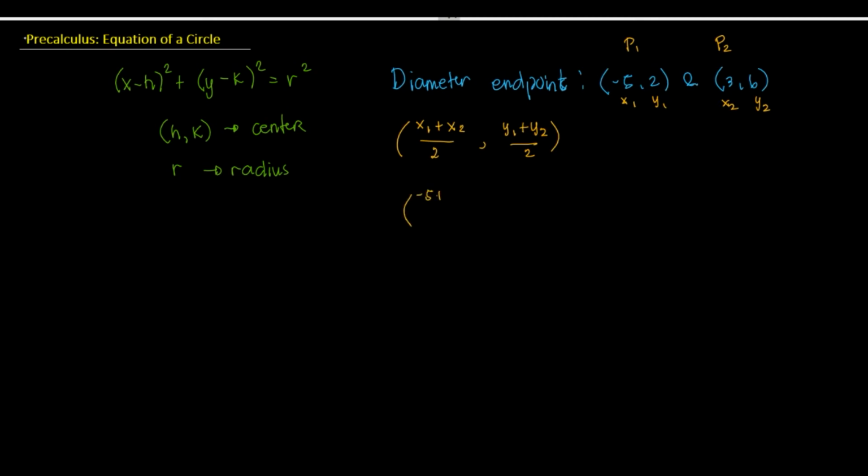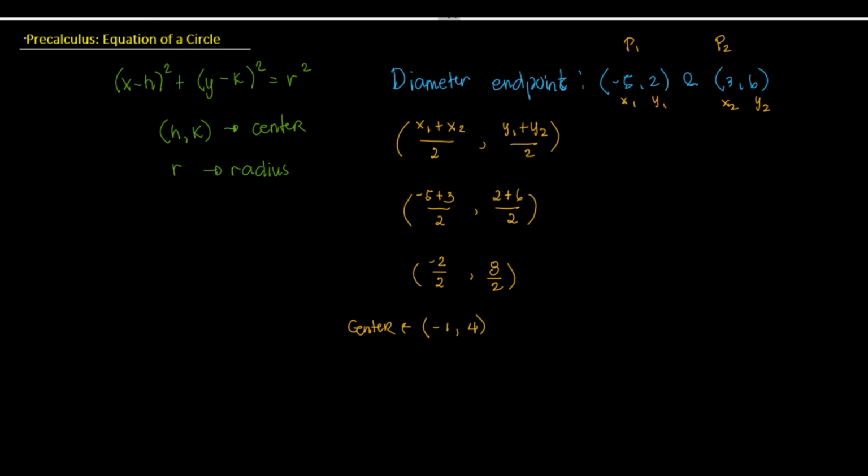Let us substitute the values into the midpoint formula to solve for the midpoint. Negative 5 plus 3 over 2, 2 plus 6 over 2. This is equal to negative 2 over 2, 8 over 2. Then we have negative 1, 4. This follows that this midpoint of the diameter is the center of the circle. Alright, so the lacking element now is just the radius.